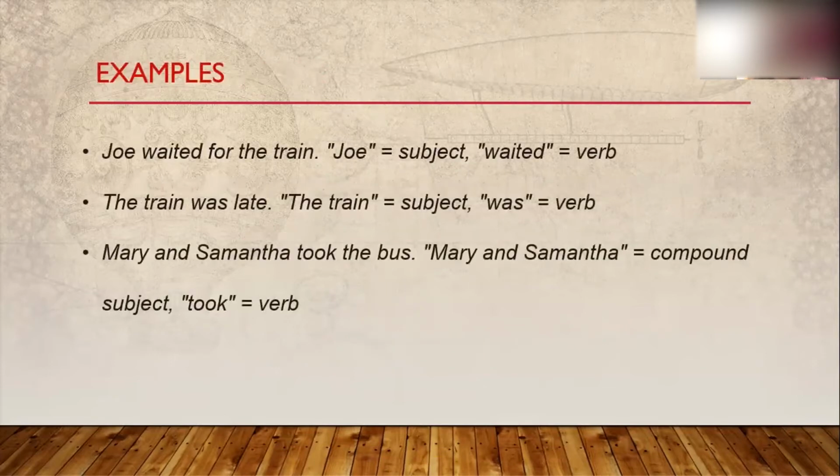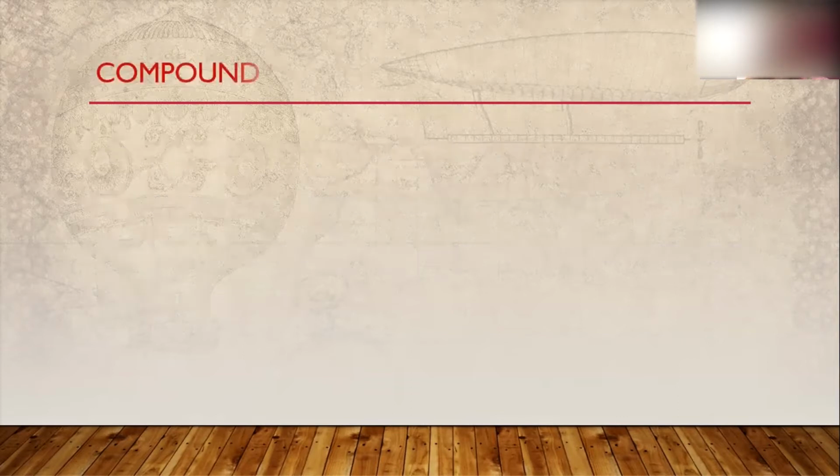Taking a look at some of the examples, Joe waited for the train. Joe in this sentence is acting as a subject and waited is acting as a verb. The train was late. The train is acting as a subject while was is acting as a verb. Mary and Samantha took the bus. Mary and Samantha is acting as a compound subject while took is acting as a verb.